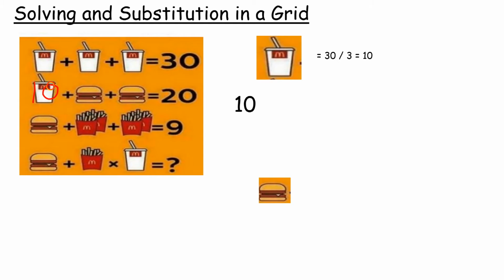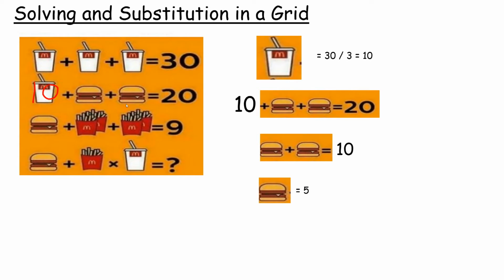So I have 10 plus 2 burgers is 20. That means that the 2 burgers must be 10. Which means that one of the burgers must be half of 10, which is 5, which I can then substitute into my third equation to help me find the chips.